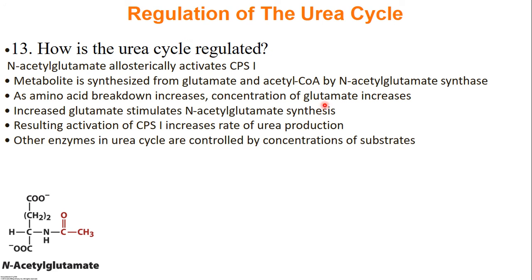If we're breaking down a lot of amino acids, we're going to have a lot of ammonia building up. We need to get rid of that ammonia. It is toxic to us, and so we need to turn it into urea so we can excrete it out of our body. So make sure you turn on the urea cycle if you're breaking down amino acids.